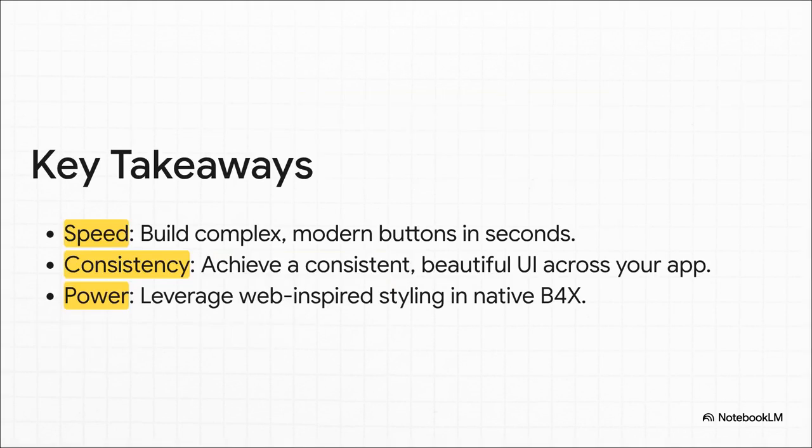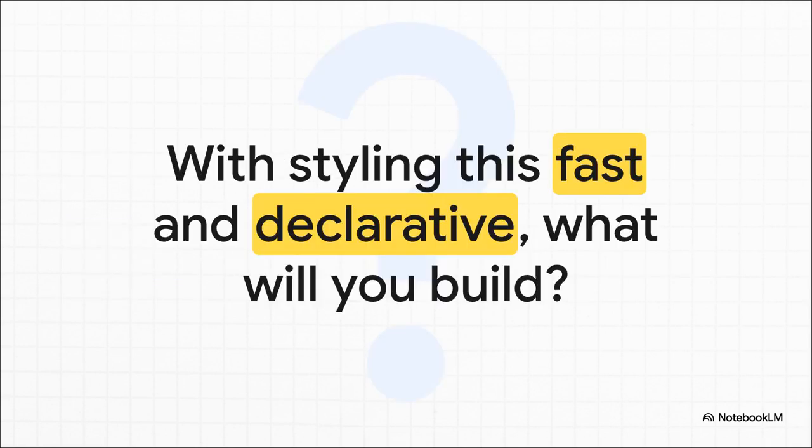So let's wrap this up. What does this all really give you? First, it gives you speed. You can build out complex, modern-looking buttons in just seconds. Second, you get consistency. It helps you build a really cohesive design system across your entire app. And finally, you get power. It brings the flexibility of web-inspired styling right into your native B4X world. It just opens up so many possibilities. So I guess the question to leave you with is this. When styling is this fast and this easy, what kind of new interfaces, what kind of better user experiences are you going to be inspired to build in your next B4X project?